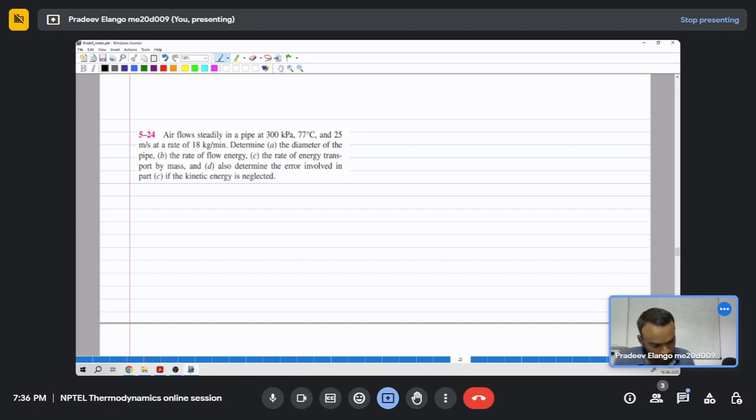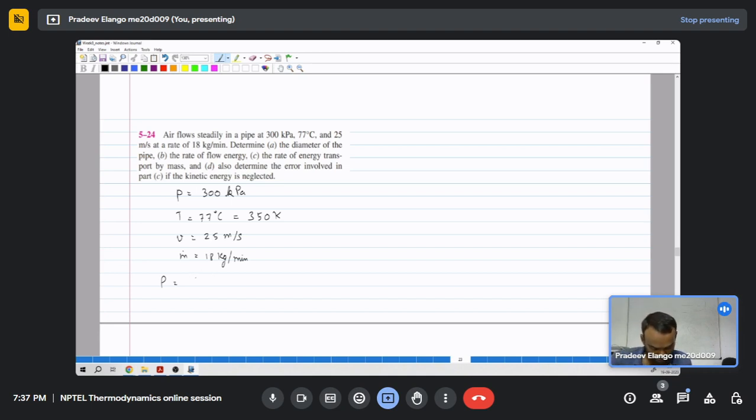So the pressure is 300 kilopascal, temperature is 77 degrees Celsius. To convert to Kelvin scale, we have 350 Kelvin. Velocity is 25 meter per second and mass flow rate is 18 kg per minute. Now we can find the diameter of the pipe.